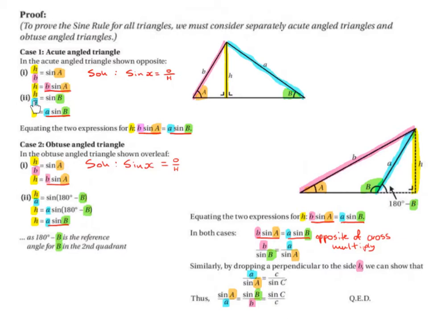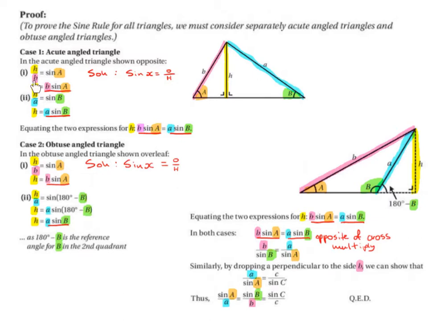Also, h over a is equal to sine of B. So if we take the right angle triangle on the right, this is our angle B, and again, sine of x is equal to opposite over hypotenuse. The opposite in this case is h, the height, and the hypotenuse now is a, the blue side. So we have h over a equals sine of B, and rearranging to get h on its own, multiplying across by a, we get h equals a sine of B.